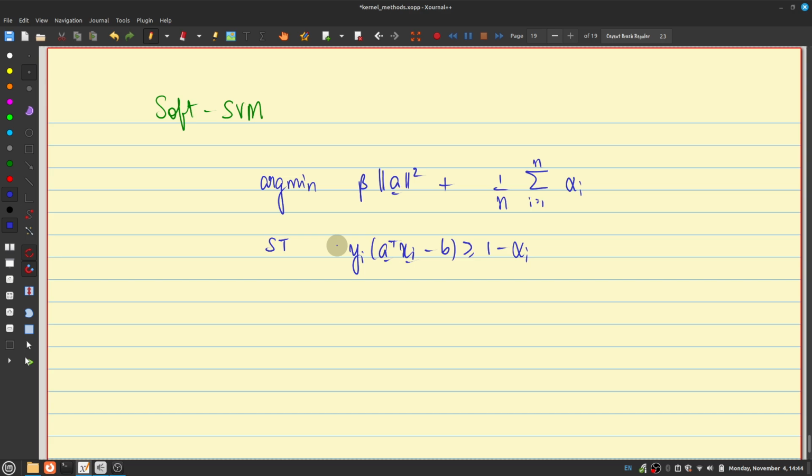So this beta, you can think of it as a hyperparameter, right? You're just going to fix some arbitrary beta, and the quality of your output will depend on beta in some sense. Yeah, so there's one more constraint on alpha I. I'll demand that alpha I should be greater than or equal to 0 for all I. Right, so this is the soft SVM problem, and I'm going to minimize this over all possible A, B, and alpha.